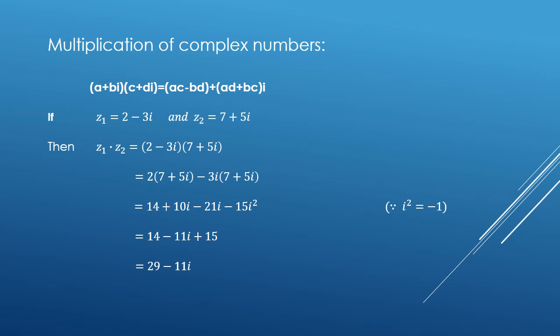If we have two complex numbers, z1 is equal to 2 minus 3 iota and z2 is equal to 7 plus 5 iota, then by multiplying these two complex numbers we get the following result. Note that we use iota square is equal to minus 1, which is obvious from the definition of a complex number. So finally we get the result z1 dot z2 is equal to 29 minus 11 iota.